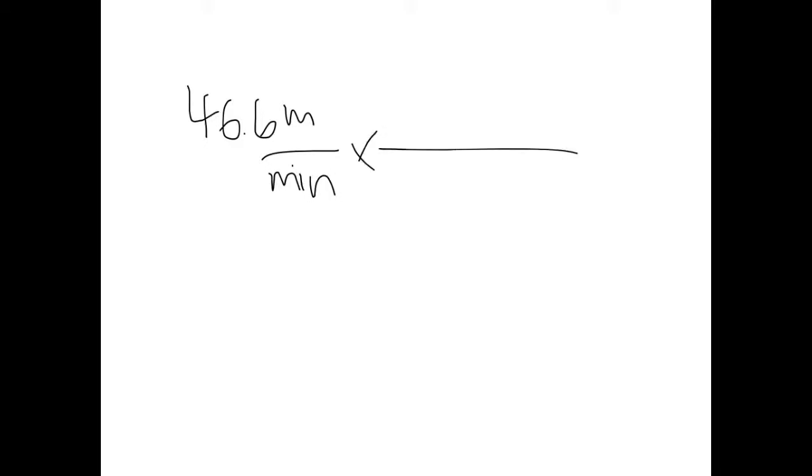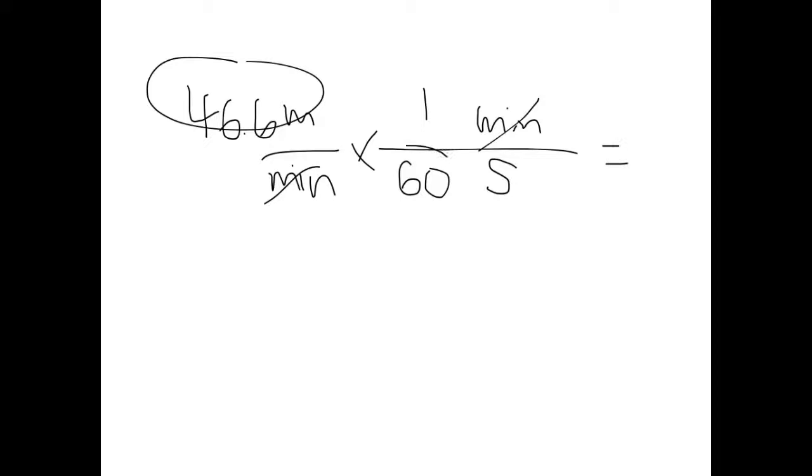Now let's say we took that 46.6 meters per minute and we wanted to convert that into meters per second. To do that, it would be simple. Meters would stay there, but we'd want to get rid of minutes. So I would put minutes in the numerator and seconds in the denominator. And I know for every 1 minute, there's 60 seconds. Well, minutes would cancel out, and I'd end up just having it be 46.6 divided by 60. That ends up giving me an answer of about 0.78 meters per second.